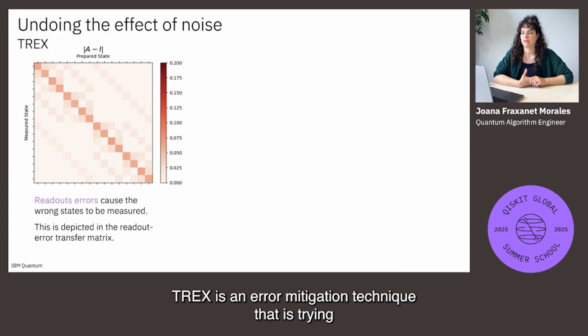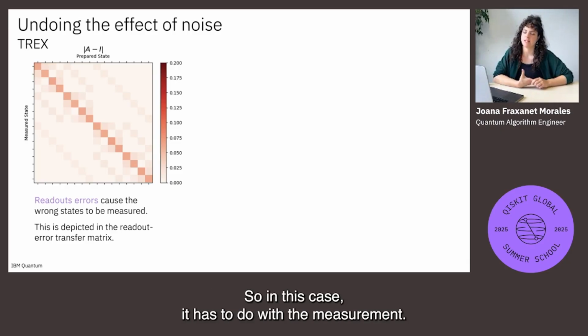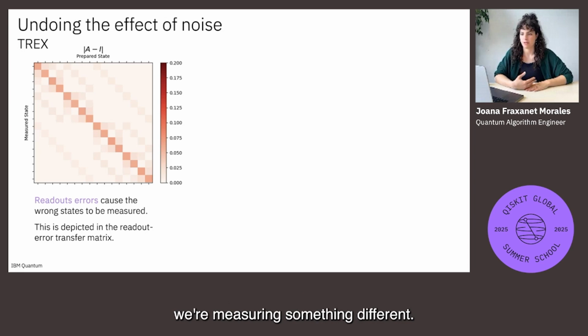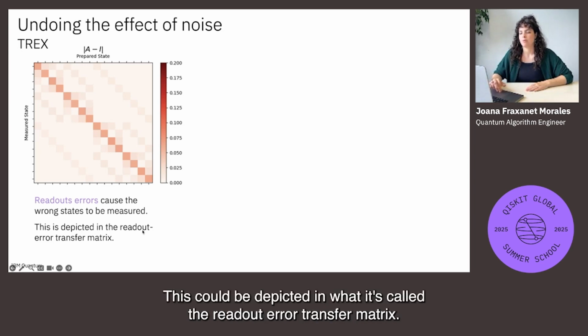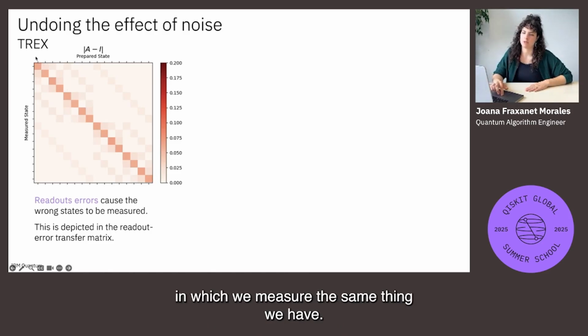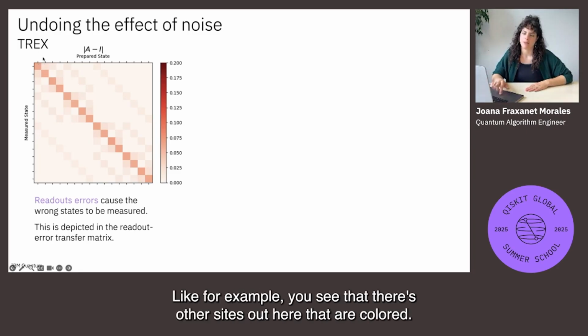T-REx is an error mitigation technique that is trying to undo the effects of readout errors. So in this case, it has to do with the measurement. So it can happen that, as I was saying before, we have some state prepared, but we're measuring something different. This could be depicted in what is called the readout error transfer matrix. So we see that, for example, the diagonal would be the case in which we measure the same thing we have, but we could be measuring something a bit different. Like, for example, you see that there are other cells here that are colored.